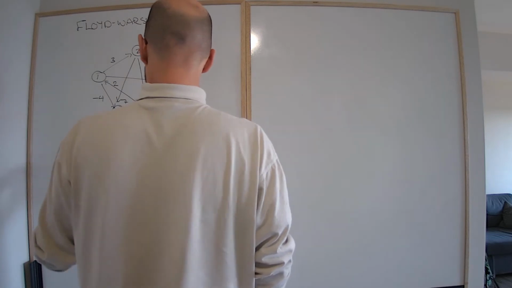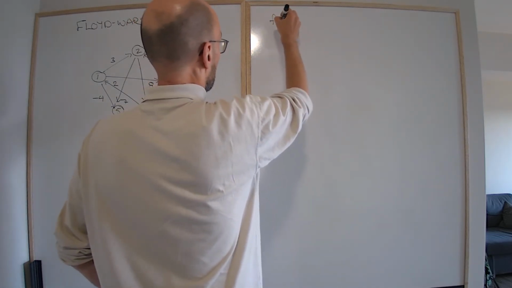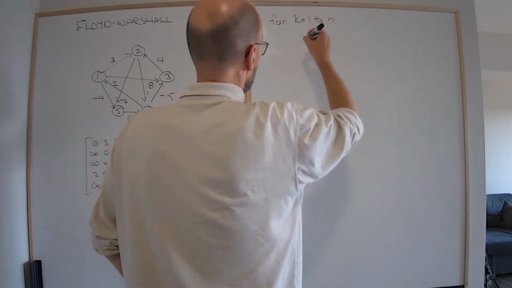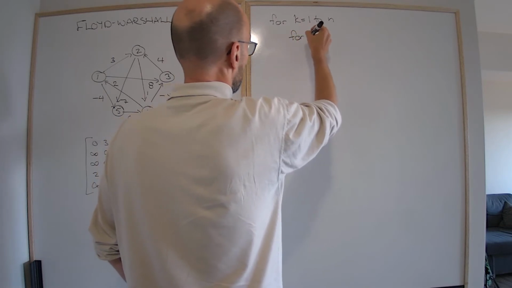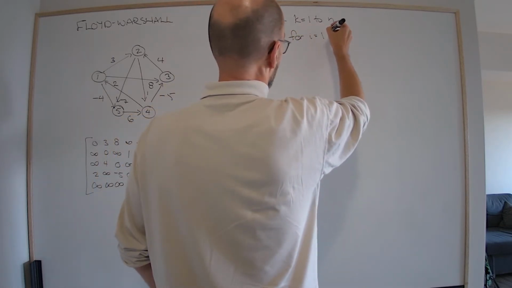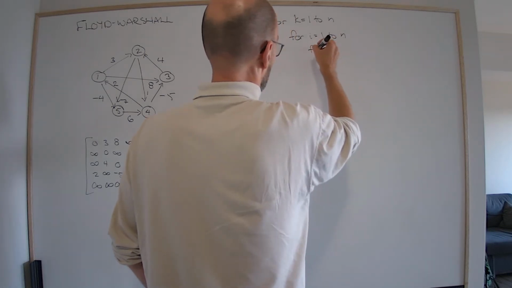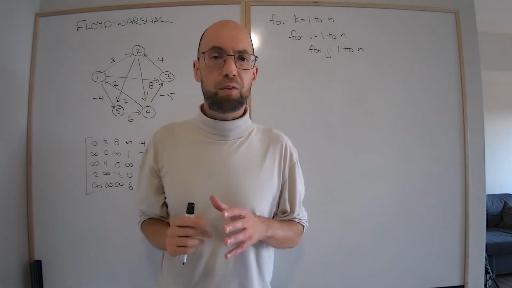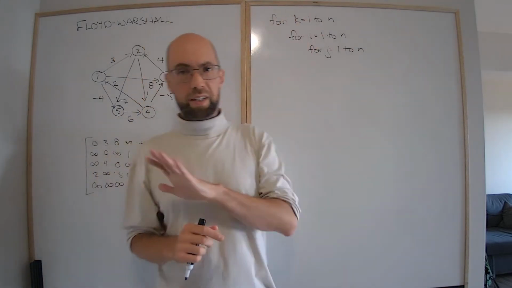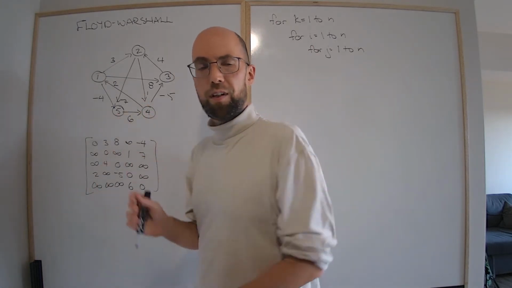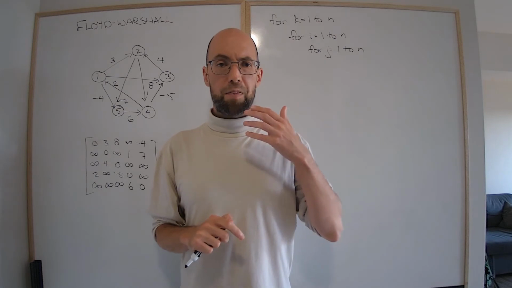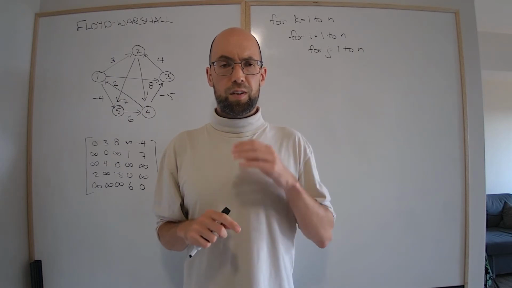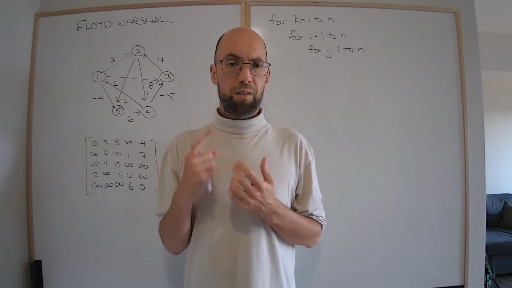Well, we're going to be making these matrices. So for k equals 1 to n, and then for i equals 1 to n, and for j equals 1 to n. How do we compute? So at the beginning, k is going to be 1, and we suppose that we start with this matrix. So how are we going to compute the distance from i to j using intermediate vertices at most one?